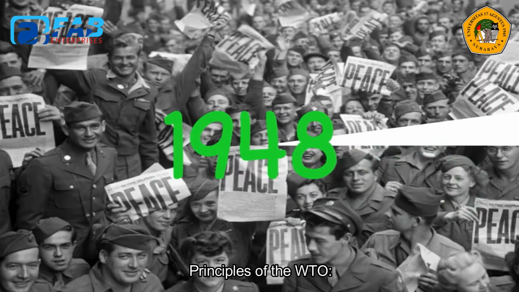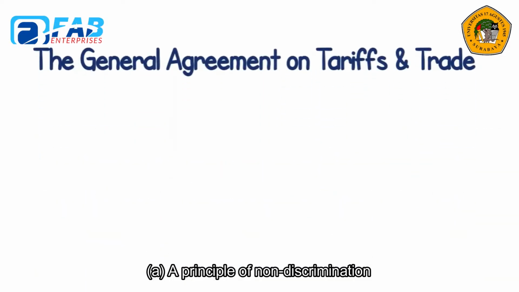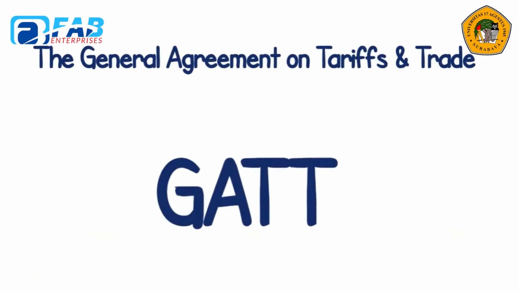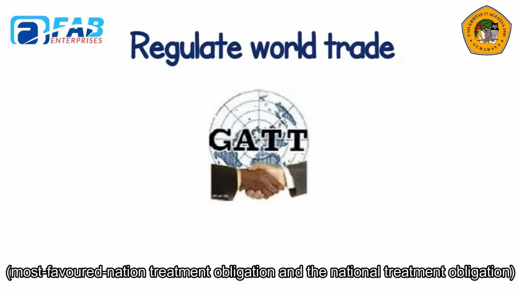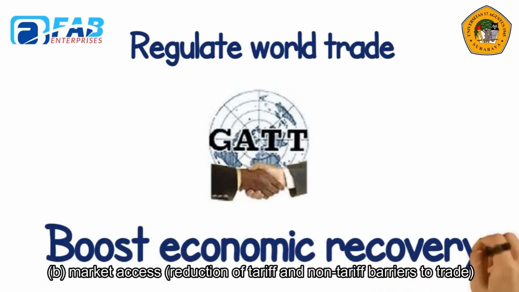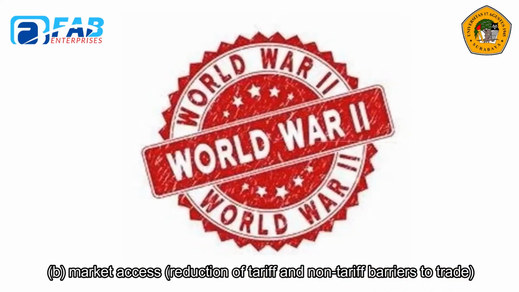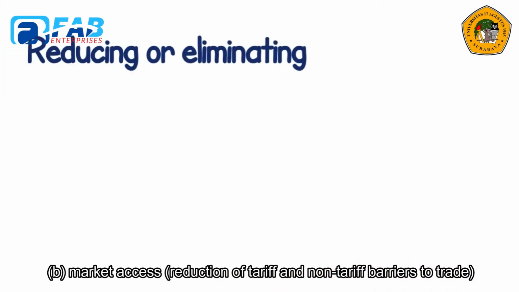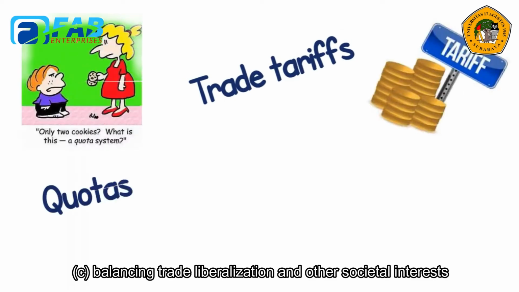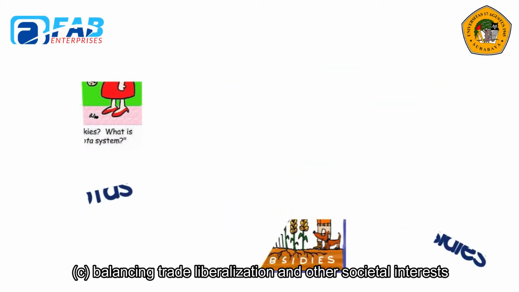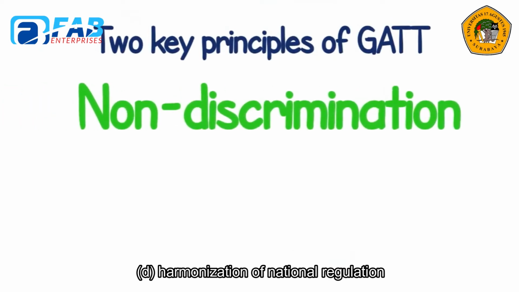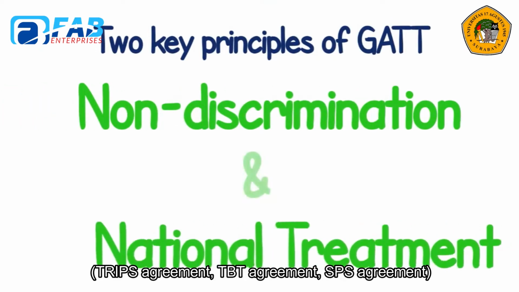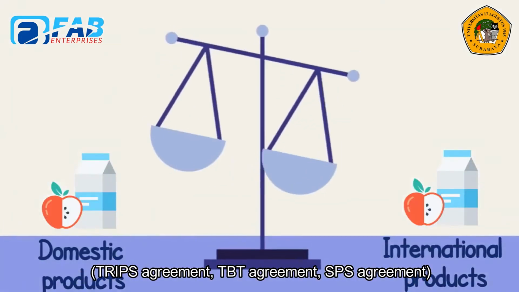Principles of the WTO. A. A principle of non-discrimination, most favored nation treatment obligation and the national treatment obligation. B. Market access, reduction of tariff and non-tariff barriers to trade. C. Balancing trade liberalization and other societal interests. D. Harmonization of national regulation, TRIPS Agreement, TBT Agreement, SPS Agreement.